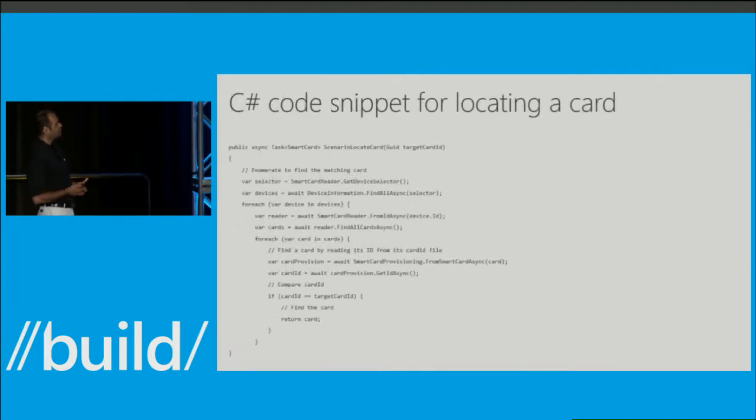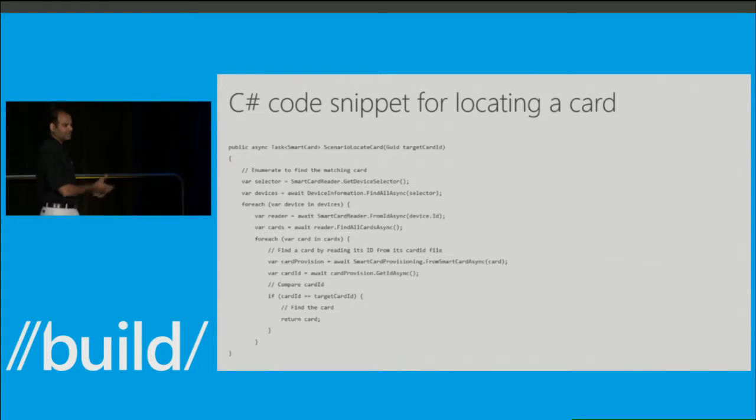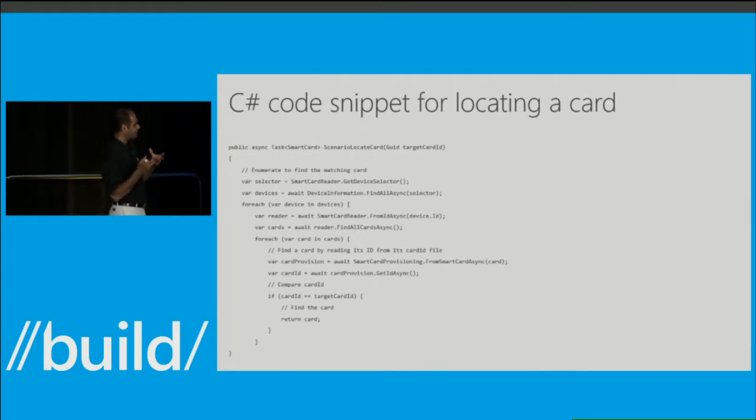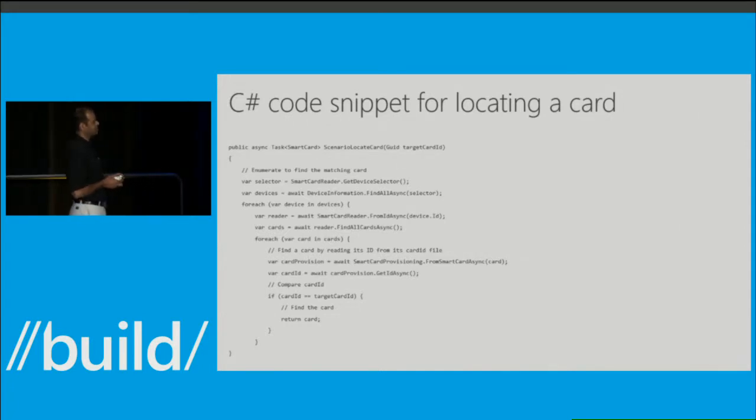Whenever you're looking for a card, you have to start with something known. In most cases, you would know the card ID. If your app created that card, you can store that card ID somewhere in the app data itself, and you can then use that later on to find the right card. In this code snippet, for example, you start with a known target card ID, and then you get a selector out of the smart card reader. You get a selector for smart card readers by using the get device selector API, and then you get a device enumerator from that. So you pass a selector and then you get a device enumerator.